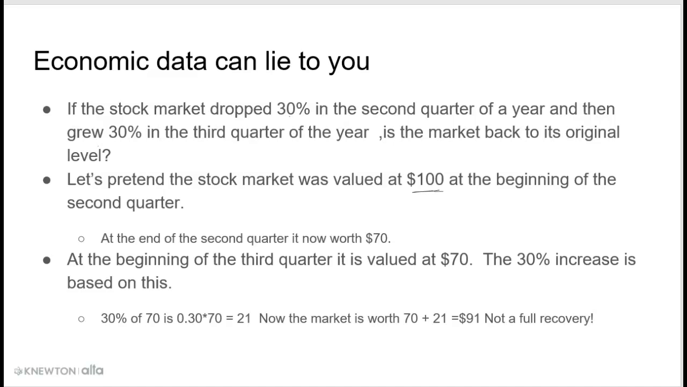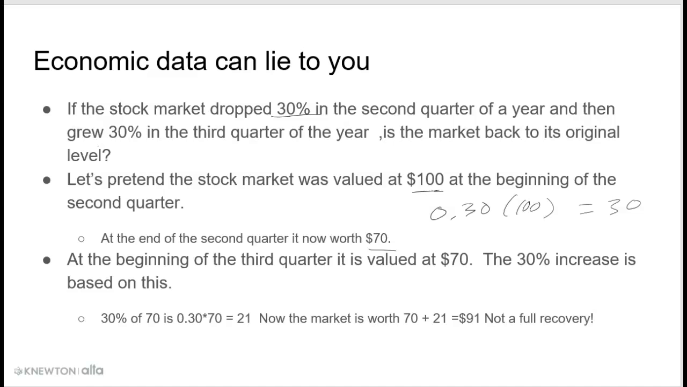It doesn't matter what the original was. So at the end of the second quarter, it dropped 30%. So I do 0.30 times 100, and this is 100, so I should know that this is going to be 30 anyway. I have to take 30 away. So 100 minus 30 is 70. Now the value of the stock market is $70.